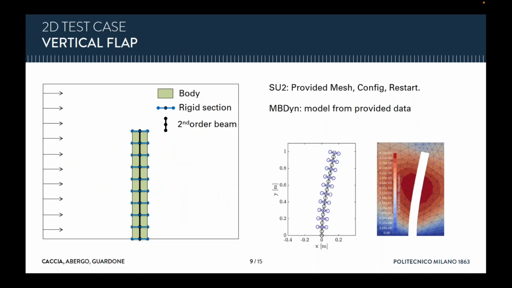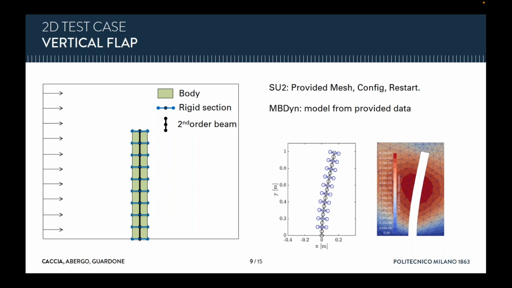So we see here the first test case is this vertical flap in a horizontal flow field. So the structural model is made of both the structural nodes and the dummy nodes. So the body, which is the one we simulate in the flow field, is the one in green.